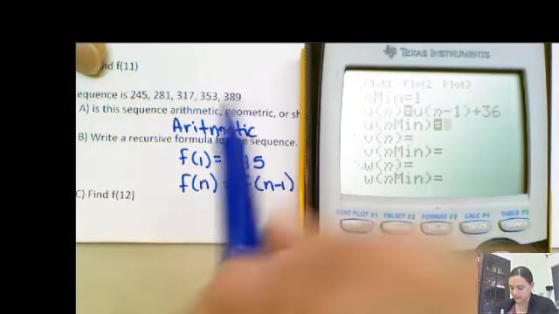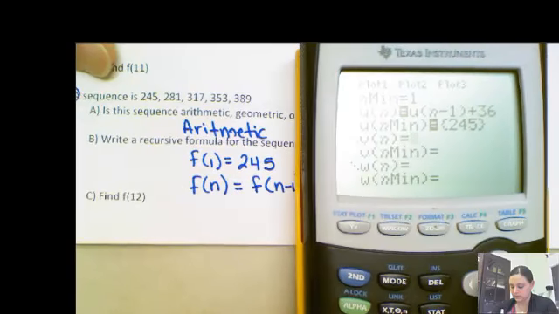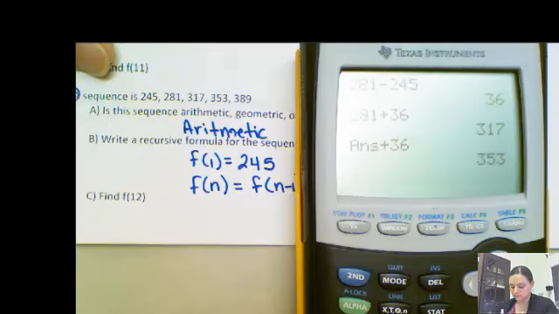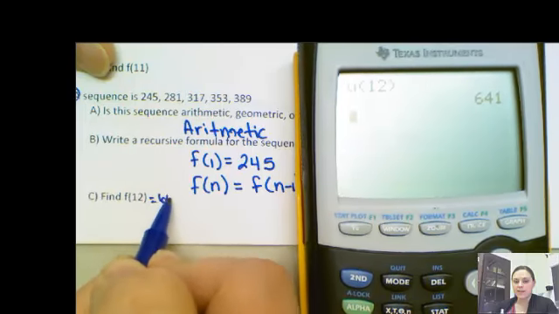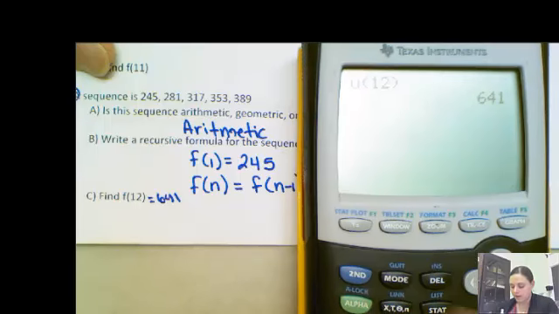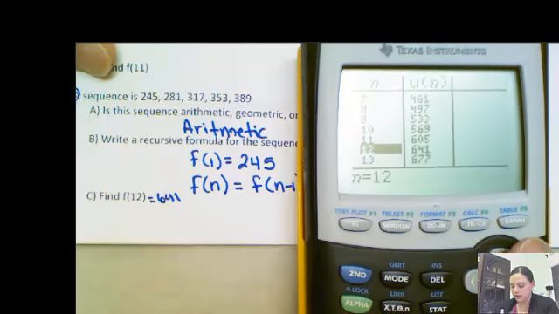Okay, so to find out what f of 12 is, to find that 12th term, there are a couple ways we can do that. We go back to the home screen. We could type in u of 12 and then press enter and find out what that term equals. That's one option for us. Another way we can do it is by looking at the table on our calculator and either scrolling to 12, there's that 641, or we can also go to our table set and change the table set to be 12, and then we look at our table, it'll go right there for us.